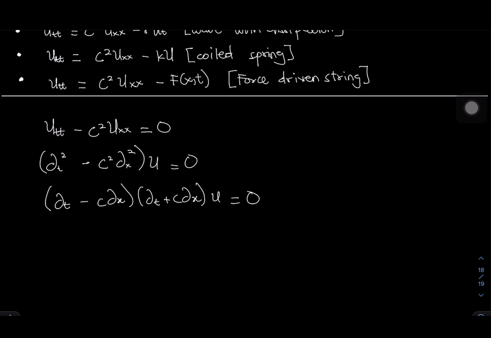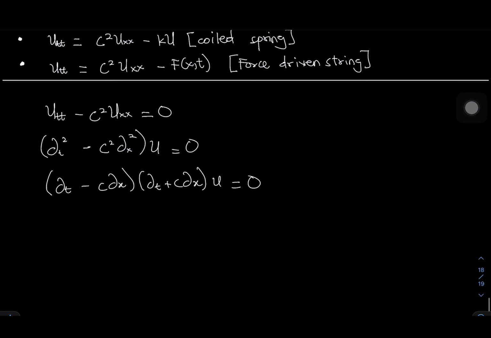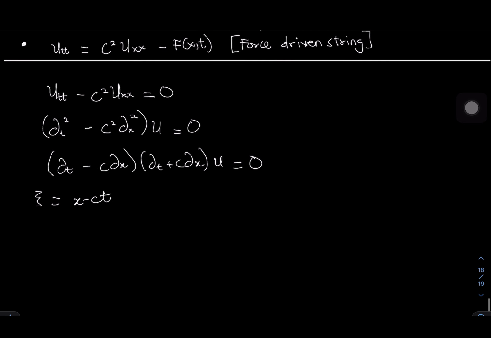What comes to mind is that you can see some kind of transport equations here, like a product of transport equations in quotes, right? So that should come to mind. What we are going to do here is a transformation from the x, t coordinates to different coordinates, maybe xi and eta. I'm going to call xi equal to x minus ct, because we are thinking of transport equations here, and eta to be x plus ct.